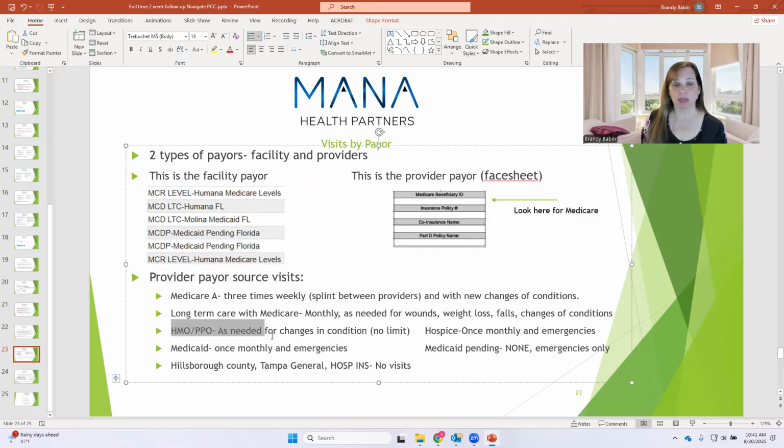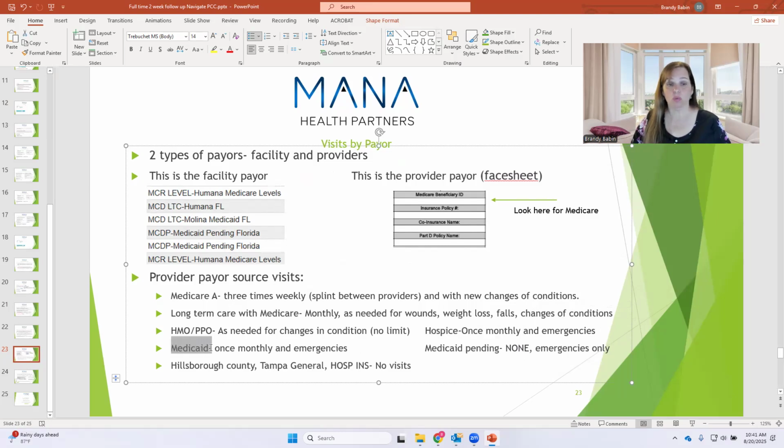The HMO and the PPO is as needed for changes. Hospice, you can see once a month, and for emergencies. So let's say you've got a patient in pain and they're going to send in an RN. An RN is not a nurse practitioner. So if we are assessing them for pain and the nurse practitioner cannot come in, then we could see that patient and it gets billed to hospice. So we can see them once a month, and then for emergencies.